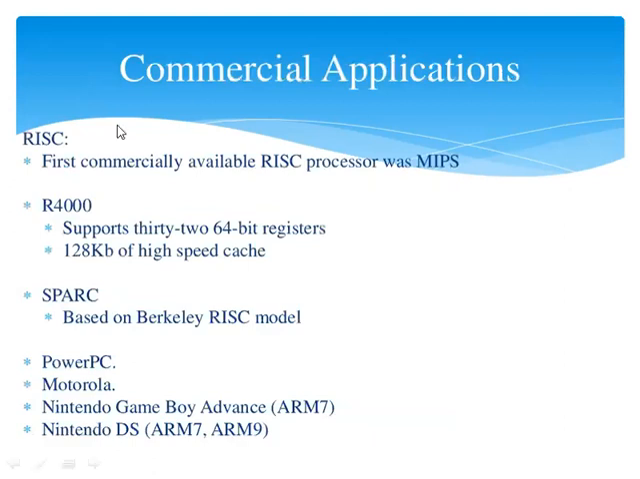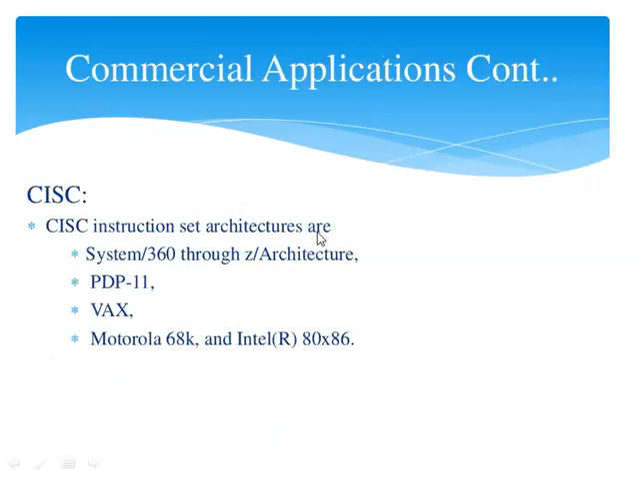So commercial applications, we already told: that is MIPS RISC processor, R4000, SPARC, ARM, and ARM I already told. These are all ARM7, ARM9. So these are all commercial applications of RISC. And CISC commercial applications are System 360 through Z architecture, VAX, PDP-11, Motorola, and Intel x86.